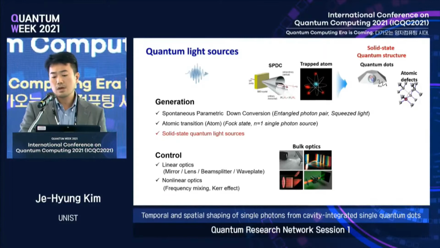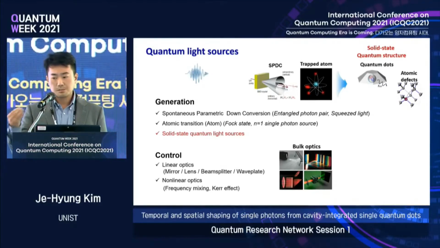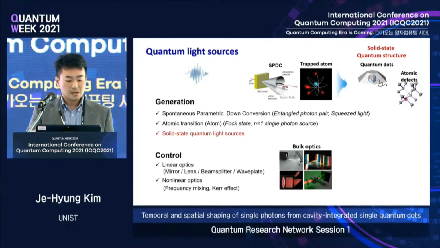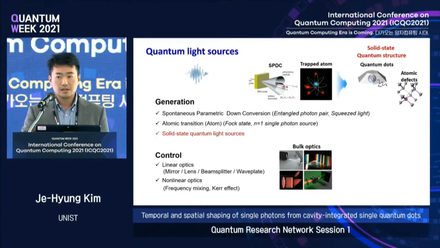So we have an alternative platform in solids. Quantum dots or defects are representative examples. They can provide quantum light from a chip, which is very attractive. Also, we can control this light using the well-known mirror, lens, beam splitter, and wave plate. We can manipulate their quantum state. Also, we can use the nonlinear effects from this bulk optics.